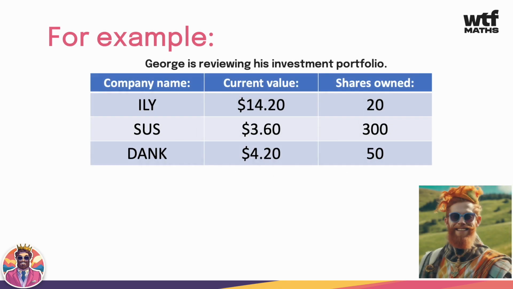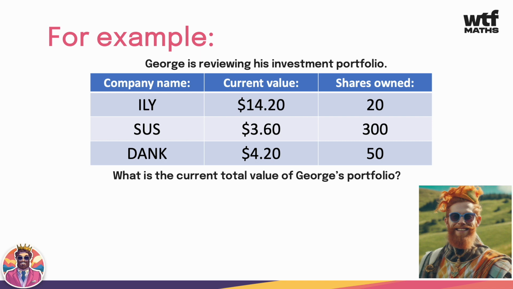For example, George is reviewing his investment portfolio. He's invested in 3 companies, Illy, Sus, and Dank. Now, each company has a value that the share is worth, and we also have how many shares that George owns of that company. So he owns 20 of Illy at $14.20 each. He owns 300 shares of Sus at $3.60 per share, and he owns 50 shares of Dank at $4.20 per share. So what is the current total value of George's portfolio?